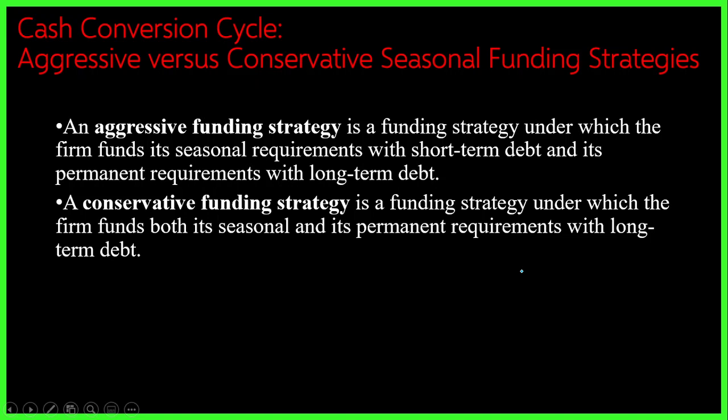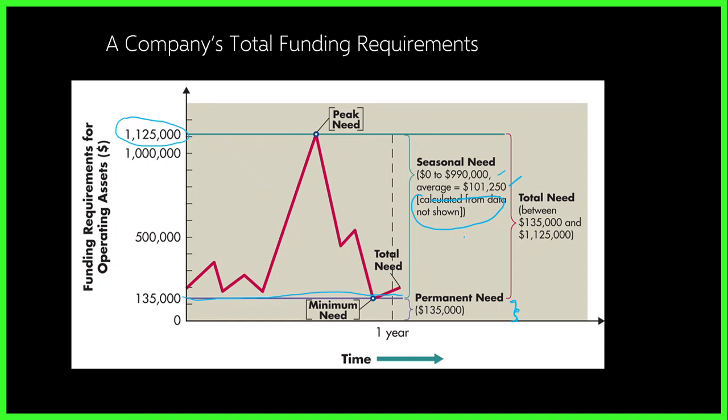Ayun, pwede na. Cash conversion cycle, comparing aggressive versus conservative seasonal funding strategies. So, an aggressive funding strategy, okay, is when the firm funds its seasonal requirements with short-term debt and its permanent requirements with long-term debt. So, paano po yun? Your permanent requirement, this one will be using long-term debt, long-term hanggang dito, and then this one, short-term.